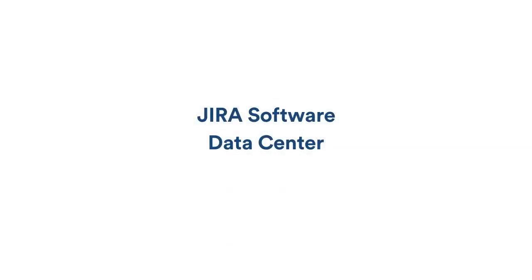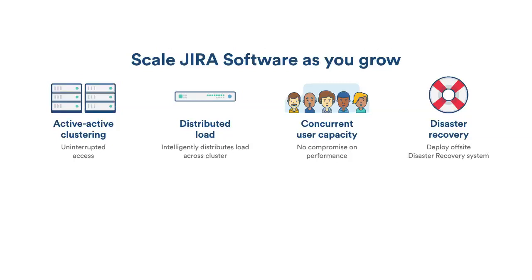How many Jira software users do you currently have, and what happens when Jira software goes down? Are you concerned about downtime? How does this affect your team? When it comes to mission critical applications, your team can't afford downtime. Jira Software Data Center gives you high availability, disaster recovery, and performance at scale to provide uninterrupted access for Jira software for all your teams and avoid downtime.